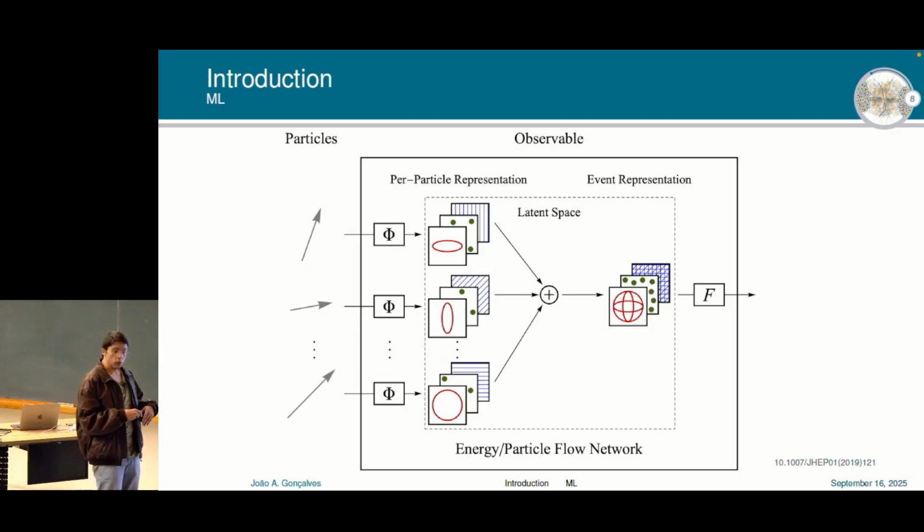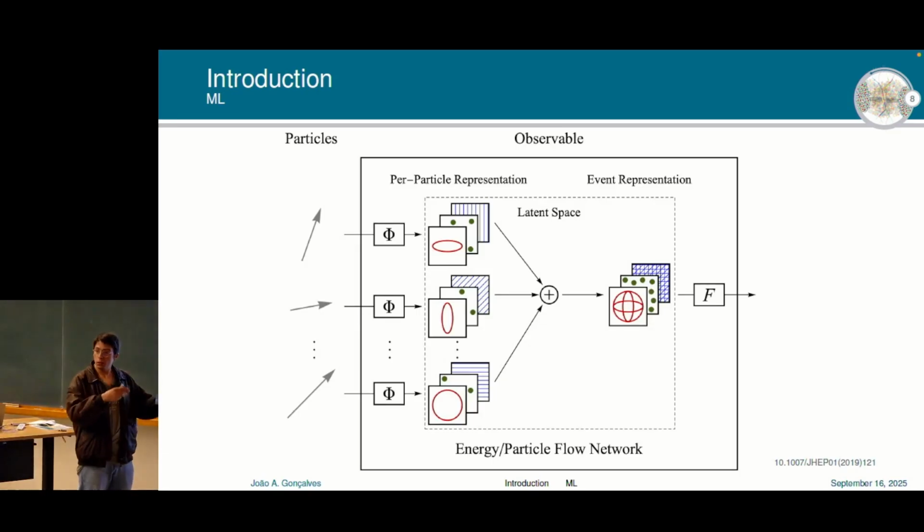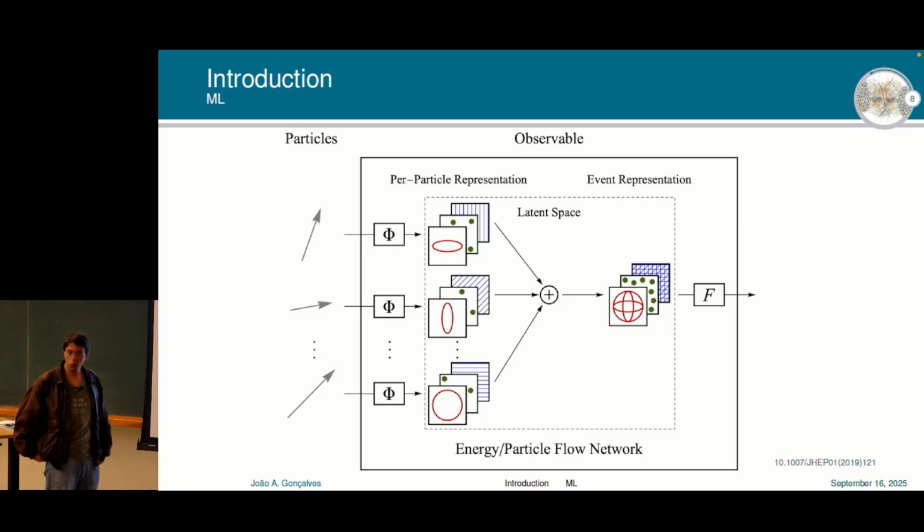At the end, these networks pass this latent space directly to a final F network that gives you what you're looking for, either a classification score or regression or whatever.